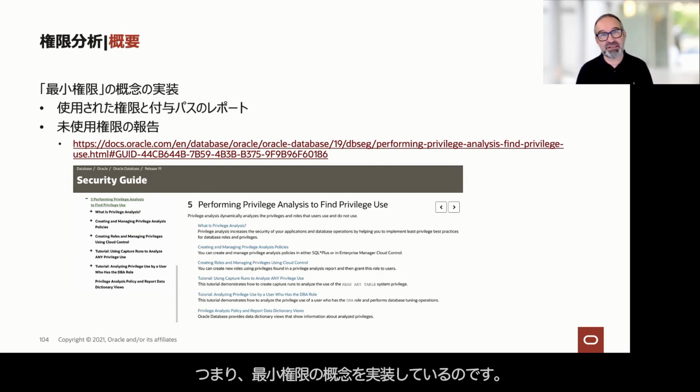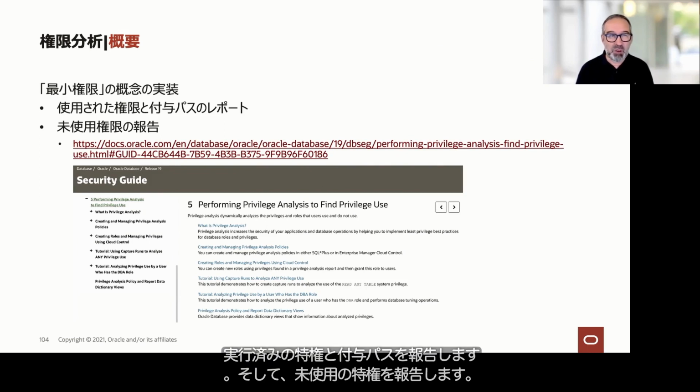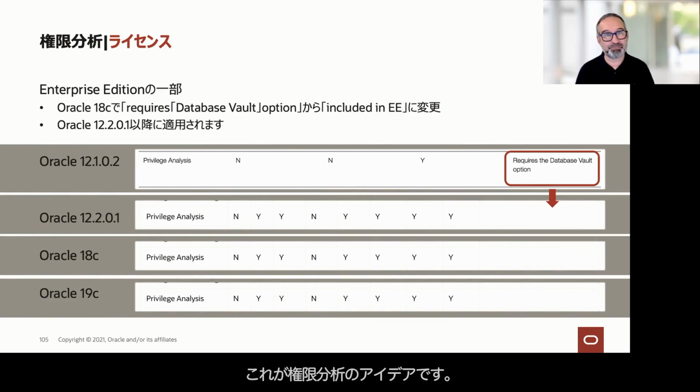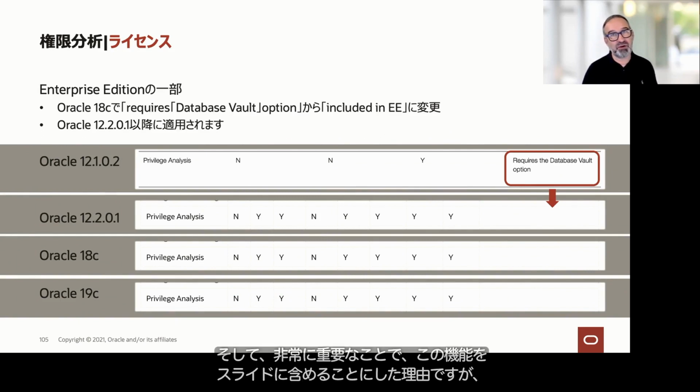So the idea is we implement the concept of least privileges. We report used privileges and grant paths, and we report unused privileges. That is the idea of privilege capture. And the very important thing, and this is why we decided that we want to include this in our slides here.